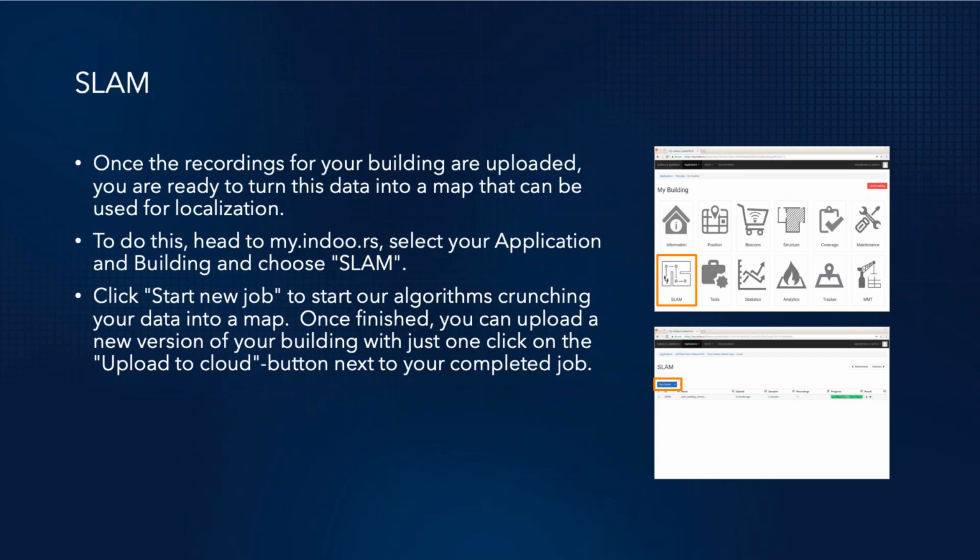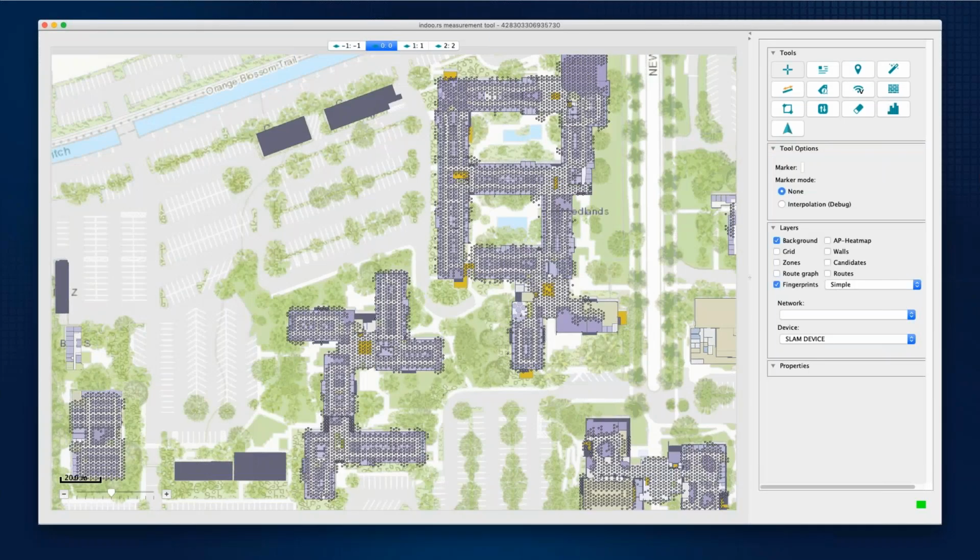So once the algorithms are done crunching the recordings into fingerprints, you would end up with something that hopefully looks like this. So you can see here multiple buildings on the Esri Redlands campus completely mapped out with fingerprint points, all based on those recordings. So nobody had to stand still in order to generate those points.